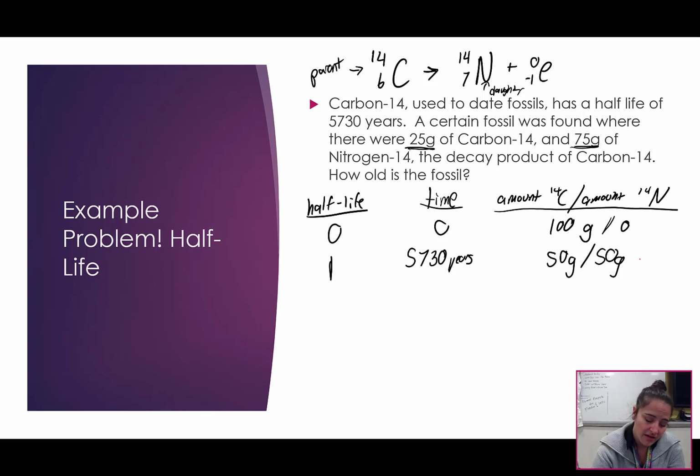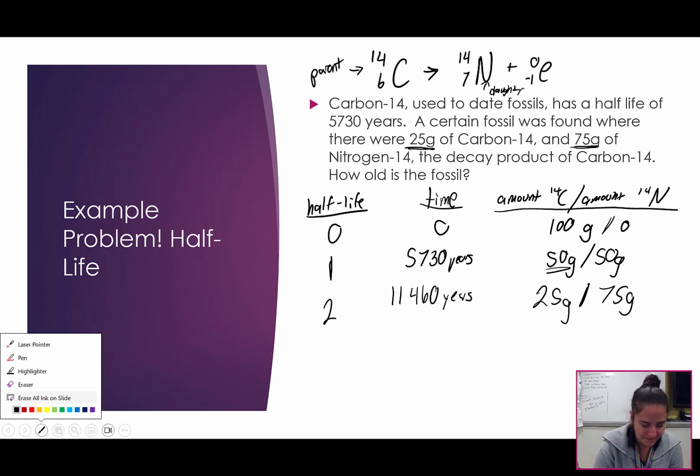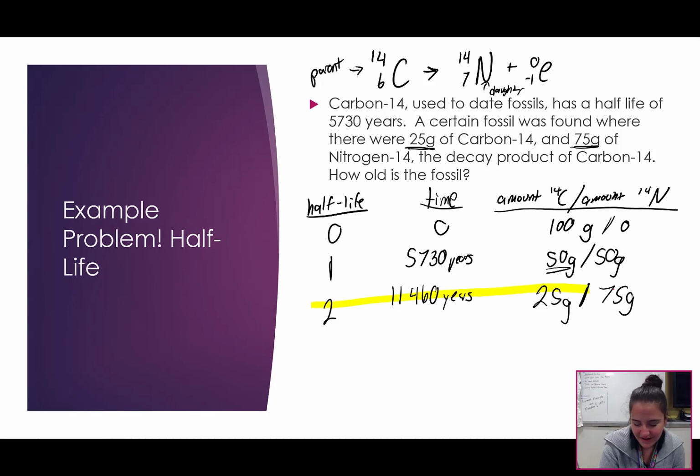Now, after 2 half-lives, that's 5,730 years times 2, 11,460 years. Now, half of this carbon-14 will have decayed. So we'll be down to 25 grams, which means we'll have 75 grams of our nitrogen-14. Oh, and hey, that was what we were looking for in the problem. So we can go ahead and stop there because our answer is 2 half-lives or 11,460 years.